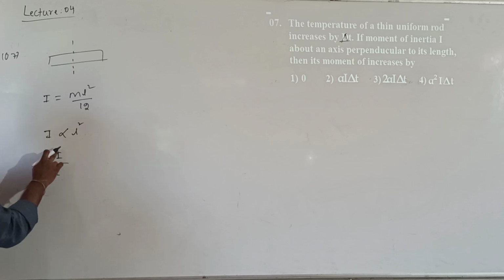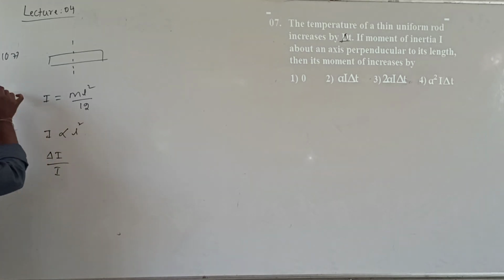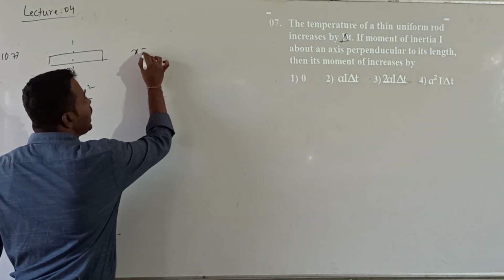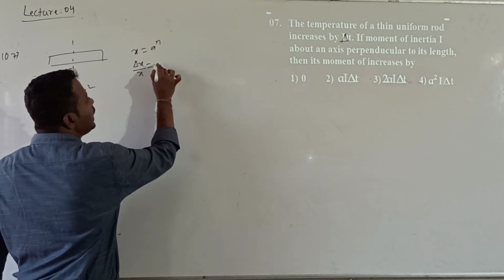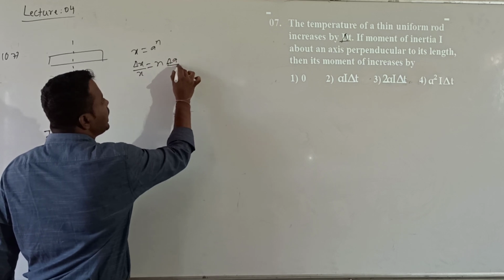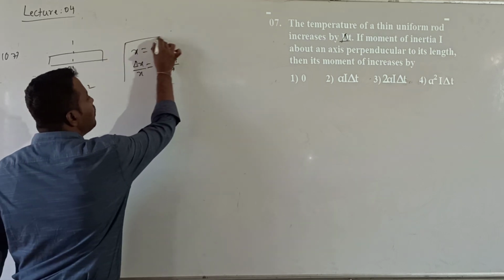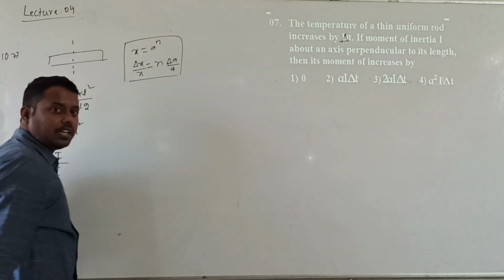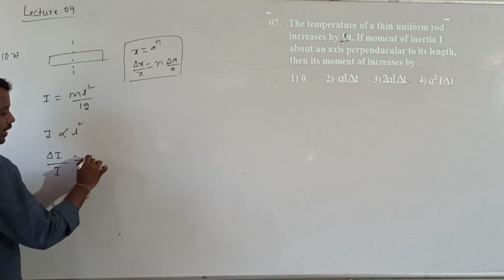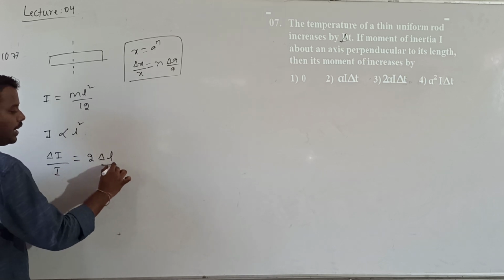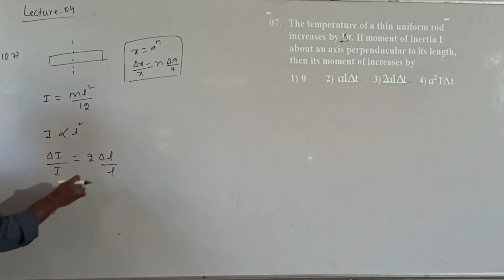What is delta I, by applying the power rule? If x is equal to a power n, what is delta x by x? It will become n into delta a divided by a. This rule is called the power rule. It comes in the first chapter. Then delta I by I will become 2 into delta L by L.